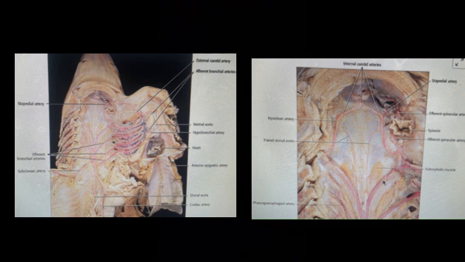Blood from the collector loops flows through four efferent branchial arteries, and this goes to form the dorsal aorta. So basically, afferent branchial arteries lead into the gills from the aortic arches. Blood then flows from the gills through collector loops, and the oxygenated blood travels into the efferent branchial arteries, which continue into the dorsal aorta.